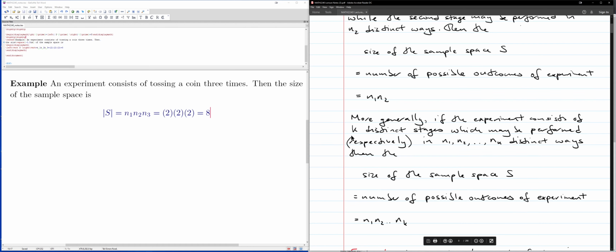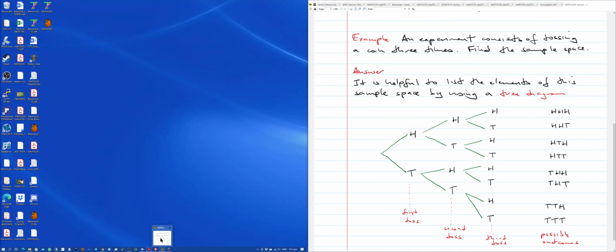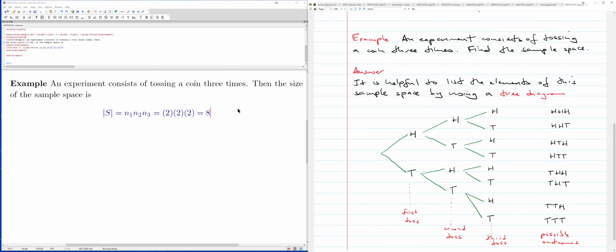In this case, you have k equal to 3 stages. So you have n1 times n2 times n3, which is 2 times 2 times 2, which is 8. So the size of the sample space is equal to 8. And as I said, the good thing about this is that you get the size of the sample space without listing out all the elements.